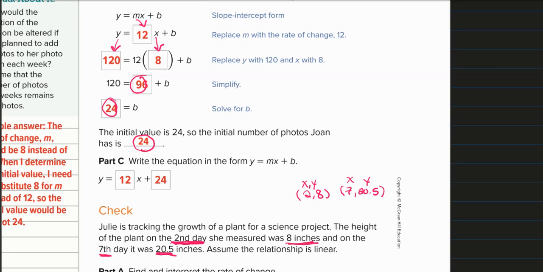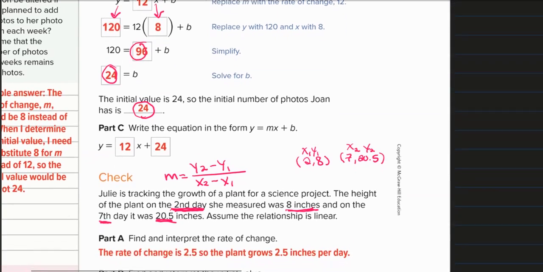The way we want to think about this, x1, y1, x2, y2. Don't forget, you're going to use m equals y2 minus y1 over x2 minus x1. So you're going to use that equation, and then we're going to plug that slope into y equals mx plus b and figure out what the initial size of her plant was. And we're going to figure that out. So go ahead and do that. Pause the video.